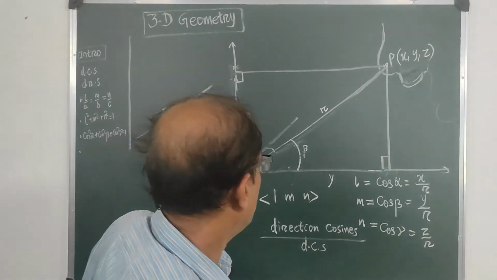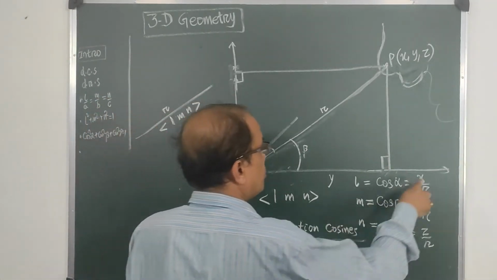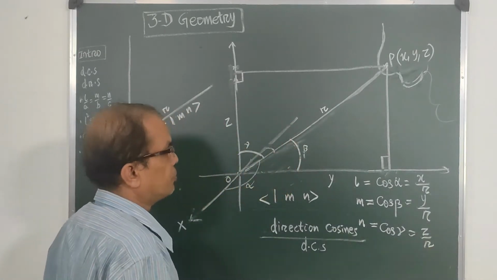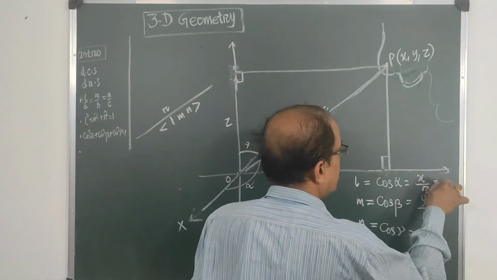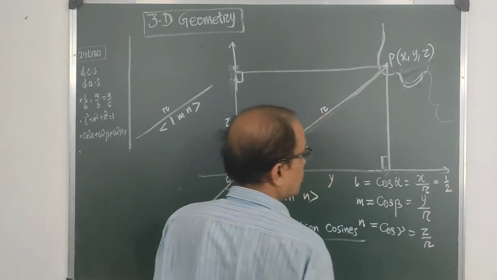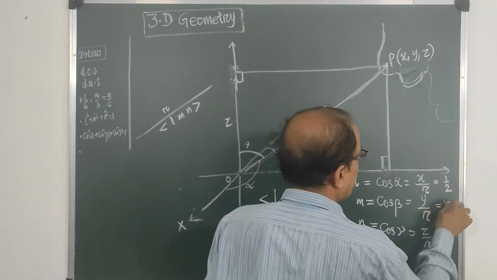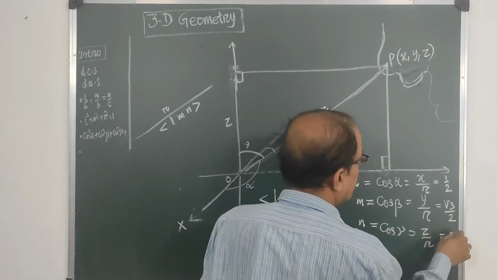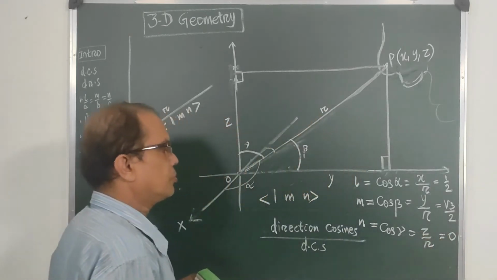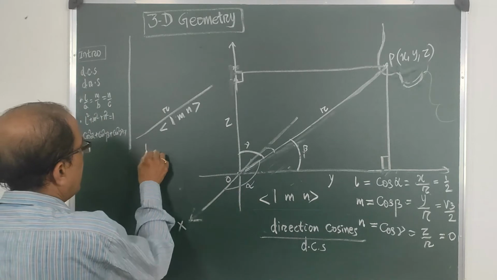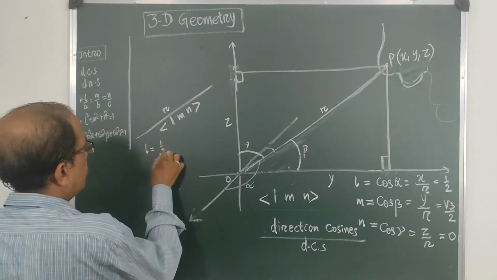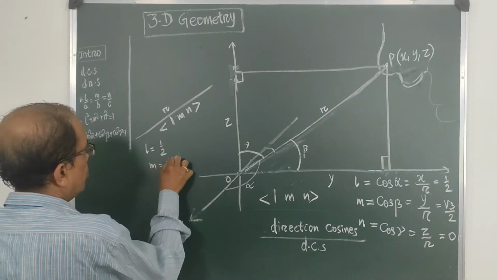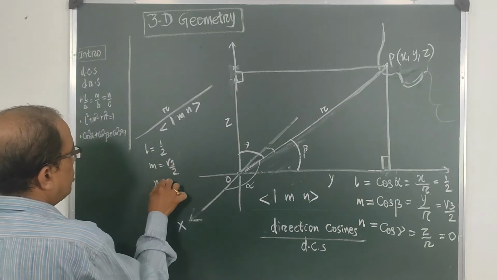And what about the ratios? These two are not always the same. Suppose this value is 1 upon 2, suppose this value is root 3 by 2, and this value is 0. Then you see L is 1 by 2, M is root 3 by 2 and N is 0.